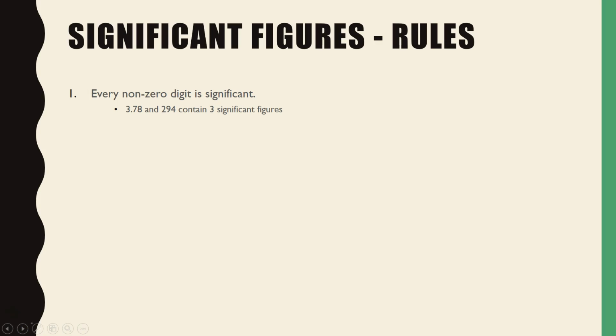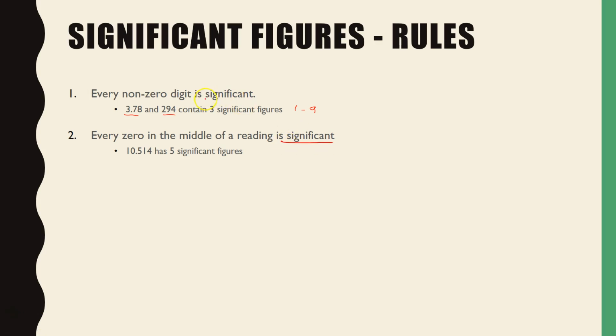A couple of rules about significant figures. Every non-zero digit is significant. For example, 3.78 and 294 both contain 3 digits, therefore they contain 3 significant figures. They are non-zero digits, so any number 1 to 9 is counted as a significant digit. Every zero in the middle of a reading is significant. That's significant for every non-zero digit, and when zeros are placed in the middle, they are significant.